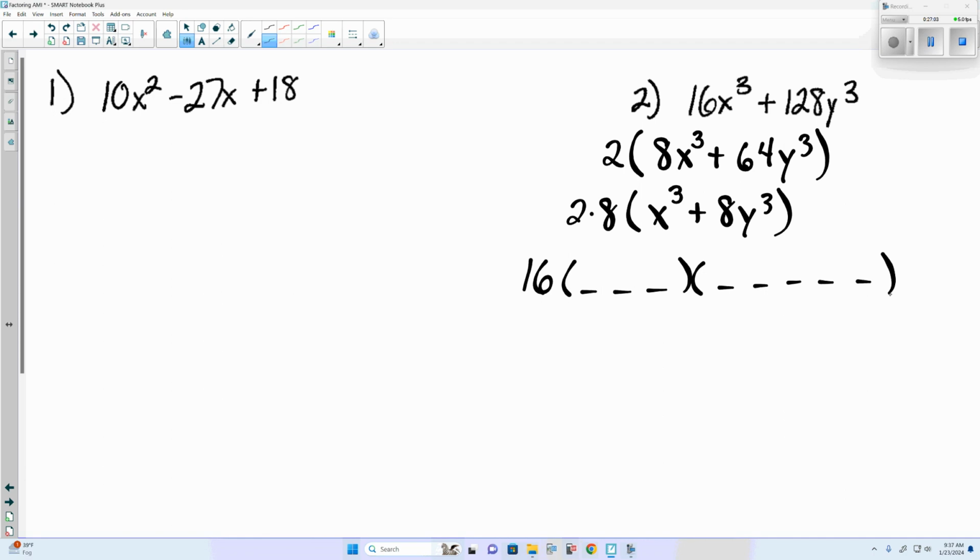Now our signs are going to be the same, opposite, always end on a positive note. Now I didn't write it out, I'll go on and do that. Cube root of x to the third is x. Cube root of 8y cubed is 2y. Our first term, our x, in the first spot we would have x squared, x, no x term.